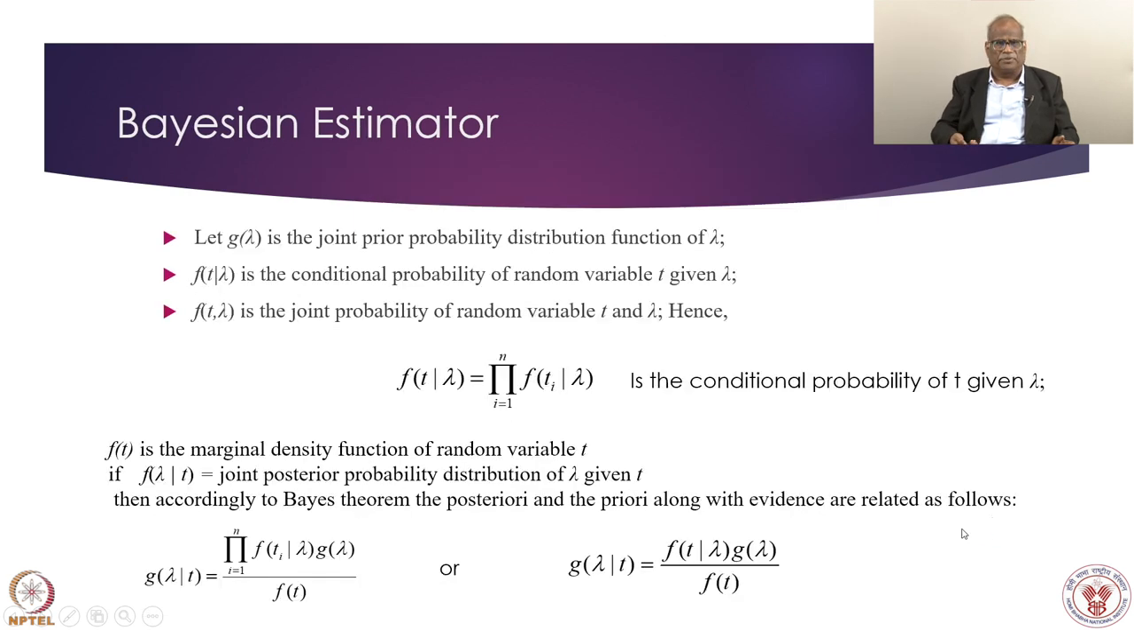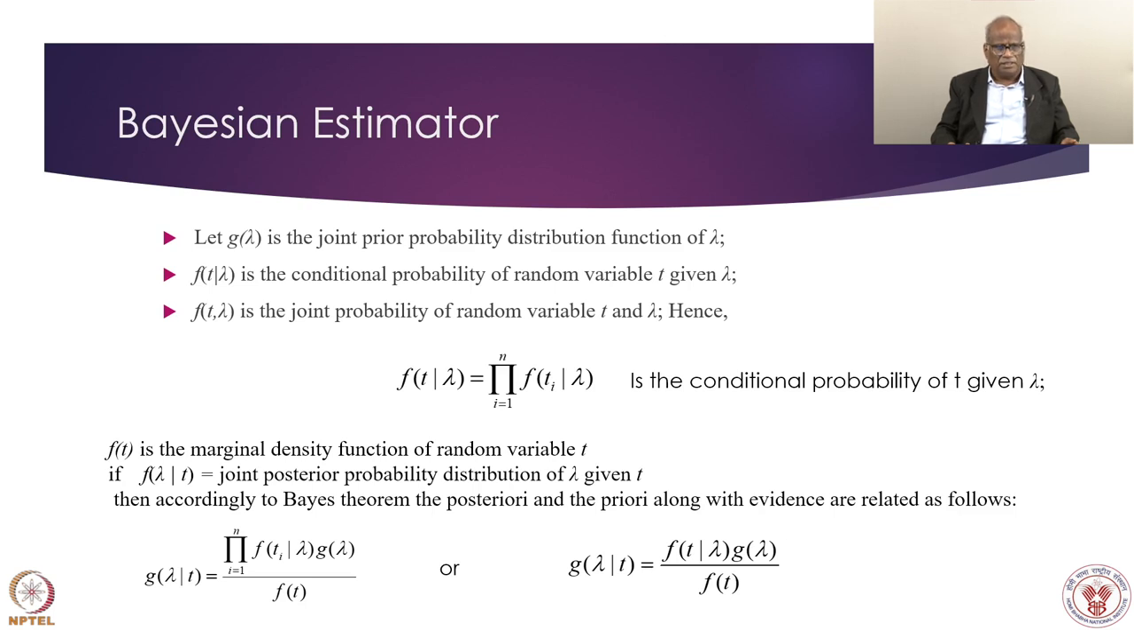Now, if we see how this mathematics operates, let g(λ) be the priori distribution. That means the distribution which is coming from the generic source. And f(t|λ) is the conditional probability of random variable t given λ. Okay, and the PDF of (t, λ) is the joint probability of random variable t and λ. Hence, if I have to get my f(t, λ), my formula is: f_t is the marginal density function of the random variable t. Now, if I have to estimate f(λ|t), the joint posteriori distribution of λ given t, then according to Bayes' theorem, the posteriori and priori along with evidence are related as follows.